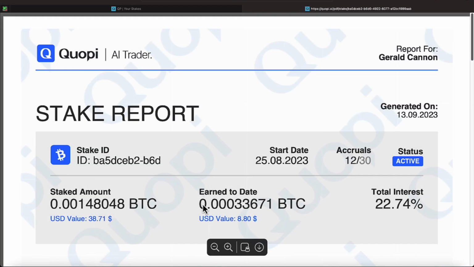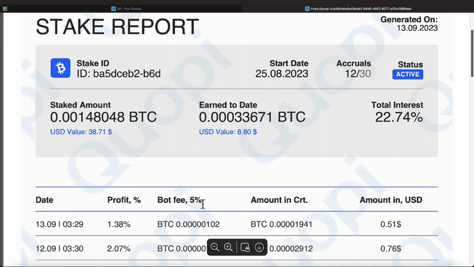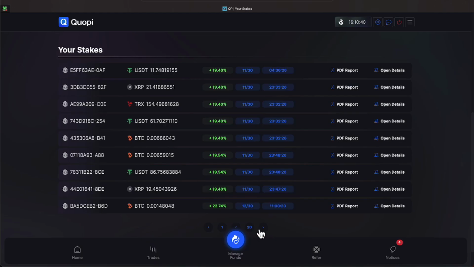We'll go ahead and look at the 22.74% that has been achieved in 12 trading days. Well, we gave Quopi $38.71 in Bitcoin, and Quopi has returned to us $8.80 of profit. Again, profits can be withdrawn daily, everyone.